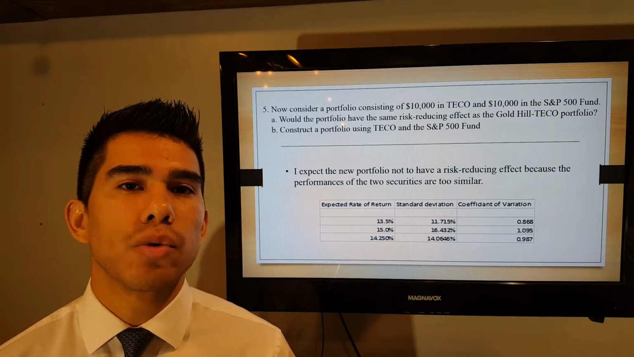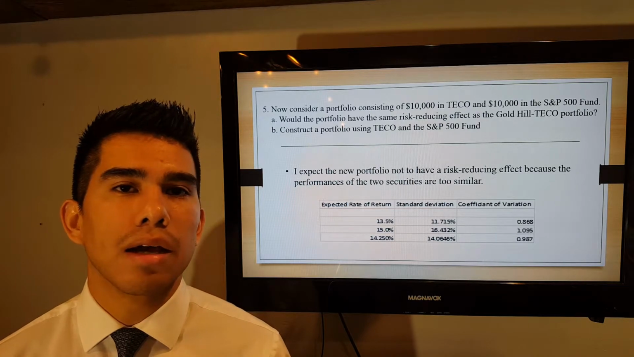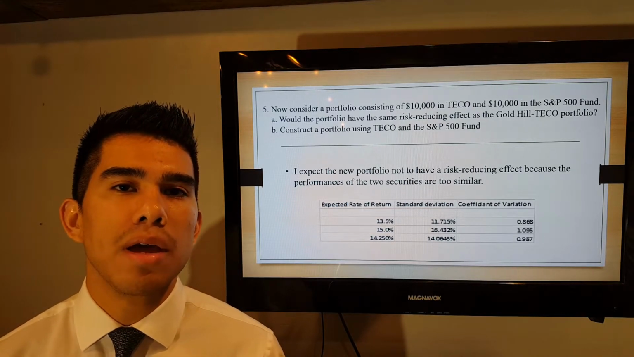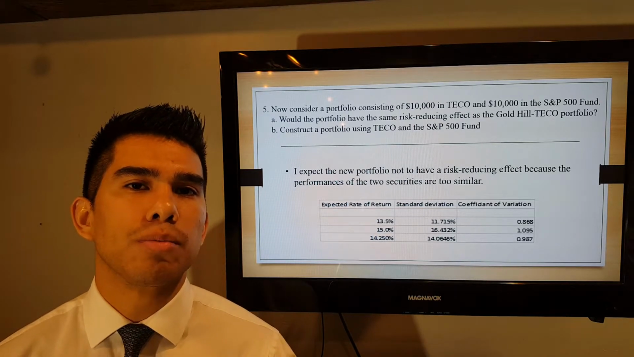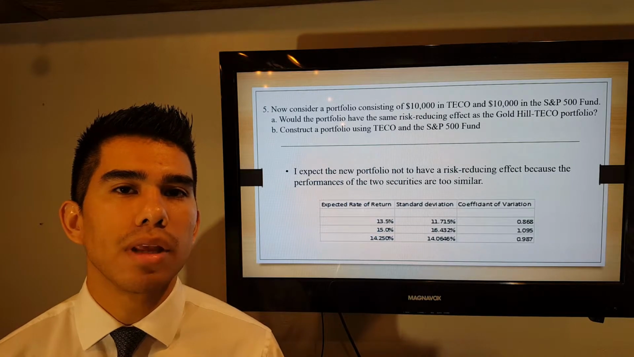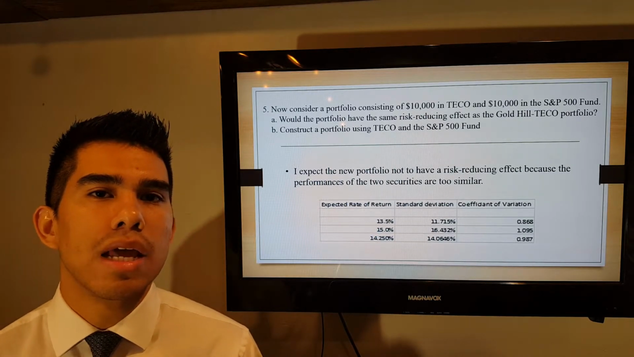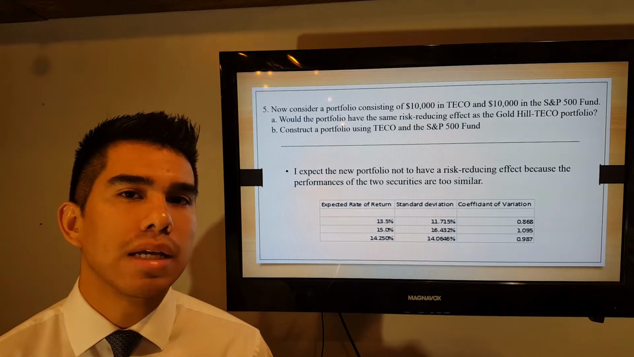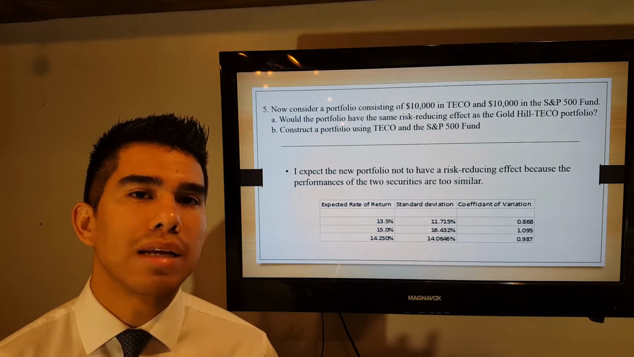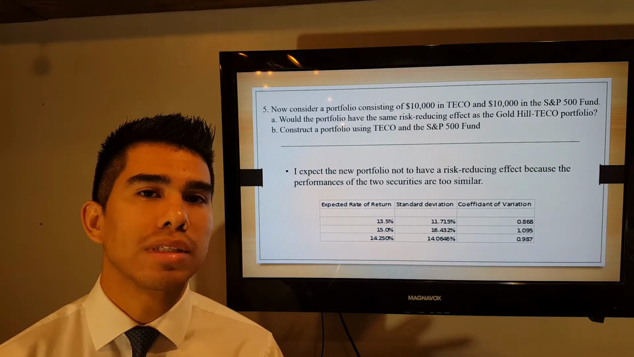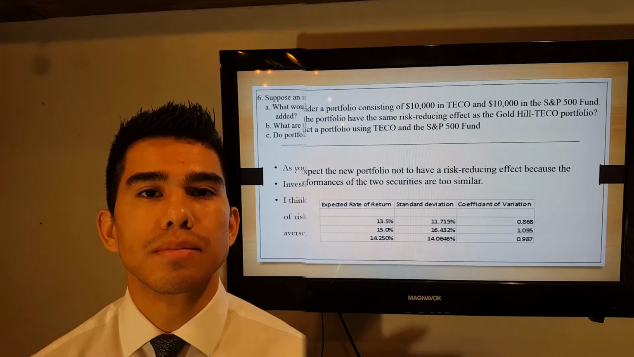Now, to answer the first question, I didn't expect this to have the same risk-reducing effect as the original portfolio because these securities were performing at very similar rates. Now, to answer the second question, I made this table and it confirms my claims because the expected rate of return is at a 14.25% and the standard deviation is at a 14.0646%.